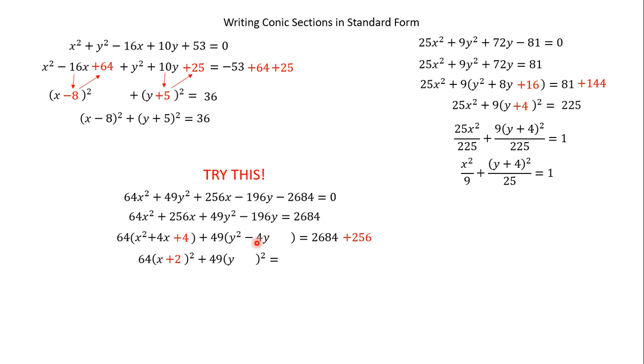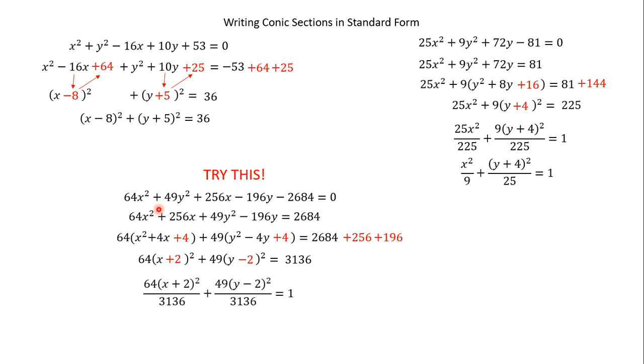Over in the y's, we have -4, divide by 2, it's -2. Square it is plus 4. Notice these are always positive because we're squaring something. 4 times 49 is back to the 196 number. So we add 196. Add those together. We get 3,136, which, this is an ellipse because x squared and y squared we're adding, but we have different coefficients. So we want it equal to 1.